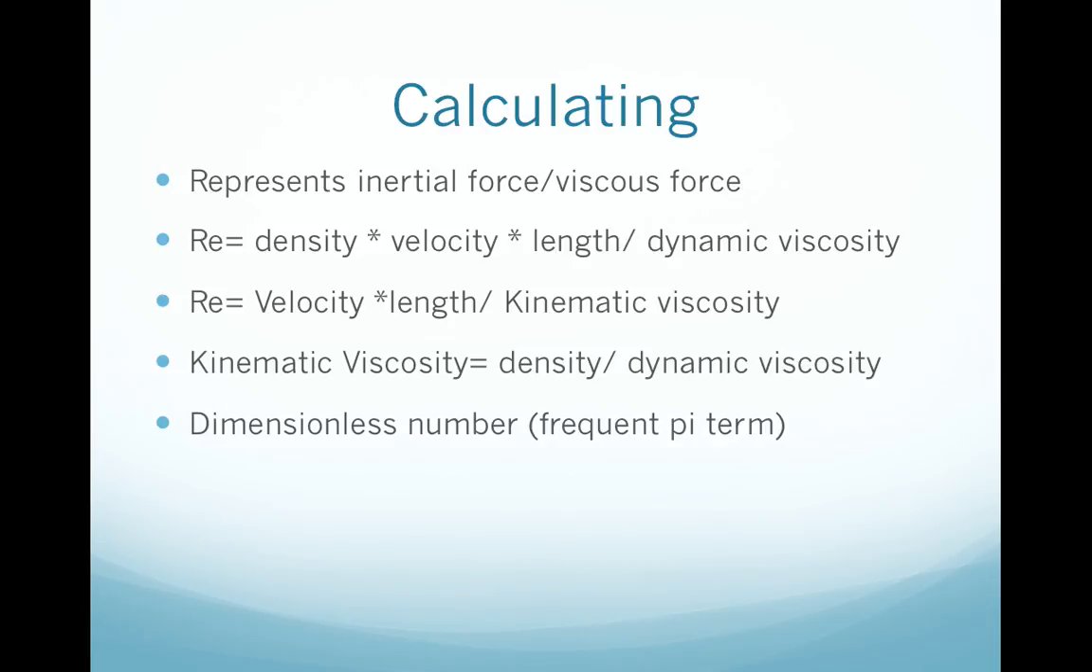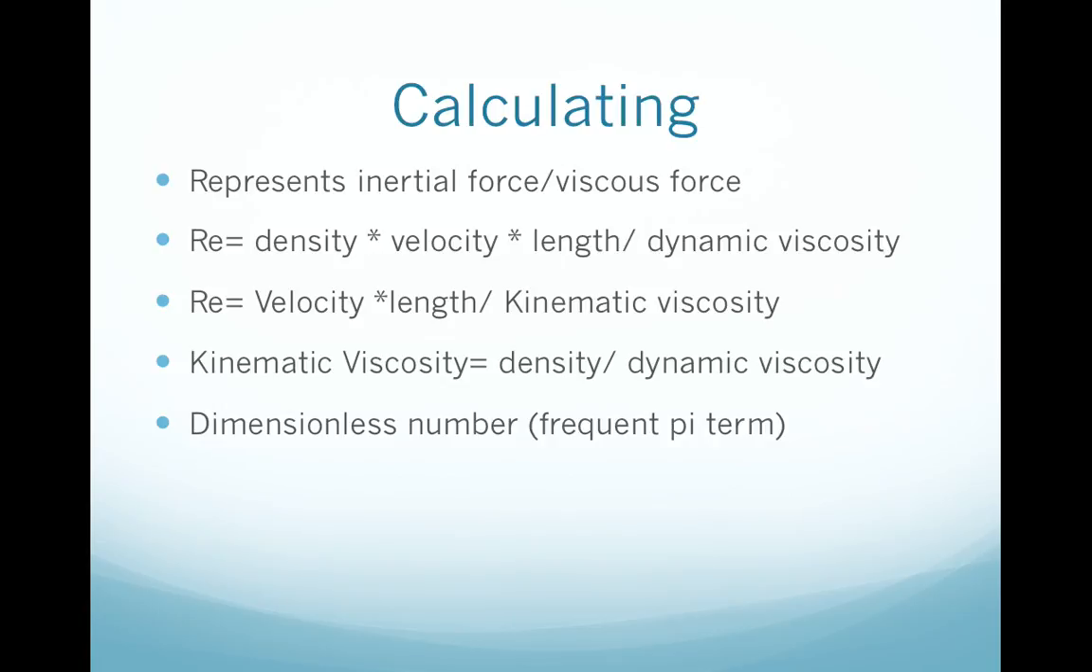What this number that he found represents is the inertial force over the viscous force. To calculate this, you could do it two ways. The first way is using dynamic viscosity. Here we have the density times the velocity times the length divided by dynamic viscosity is the Reynolds number. Or we could substitute in the kinematic viscosity, where the kinematic viscosity is equal to dynamic viscosity divided by density, which would give us the above equation.